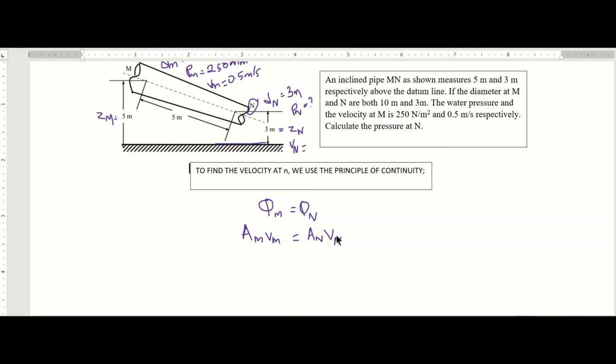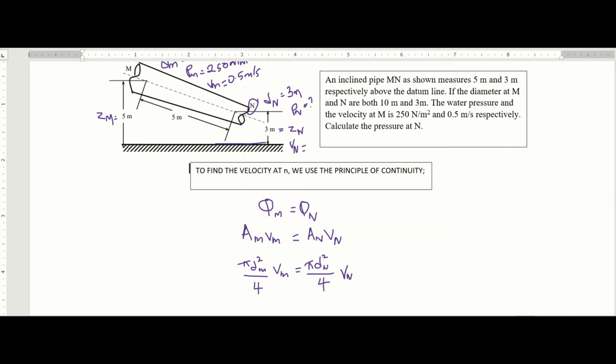Okay, now please note that the area of the section will be given as pi d squared over 4. So the area at M is pi dM squared over 4 times Vm is equal to the area at N, which is pi dN squared over 4 times Vn.